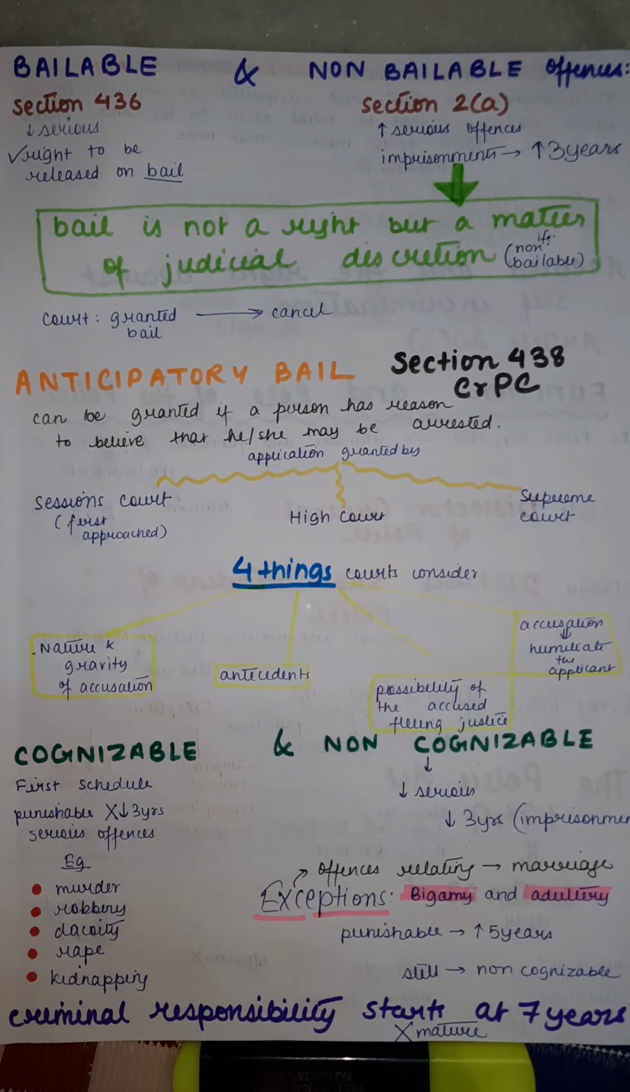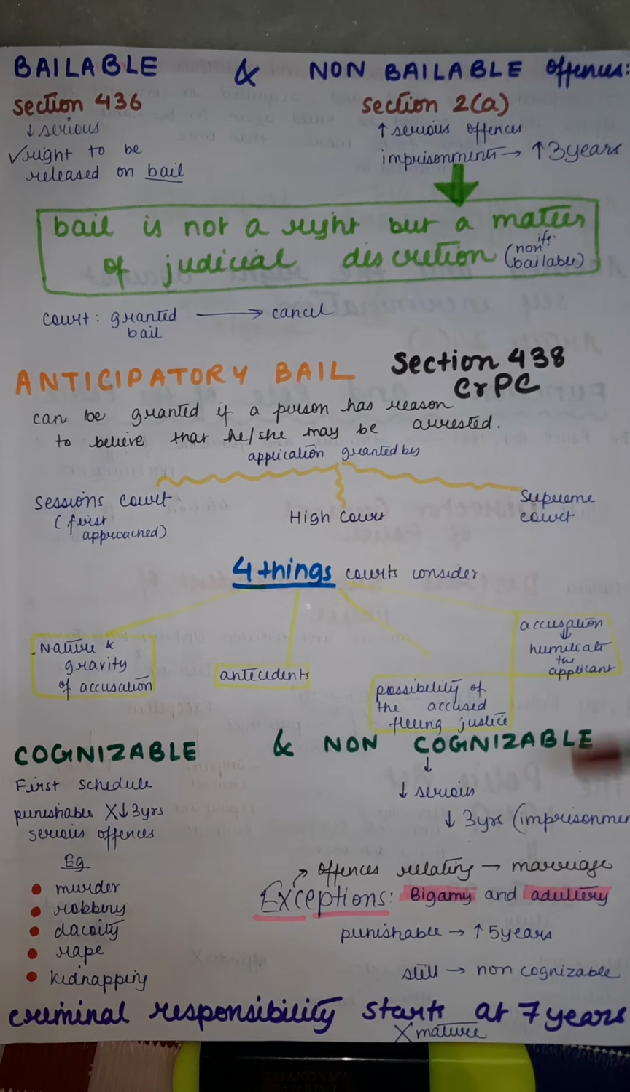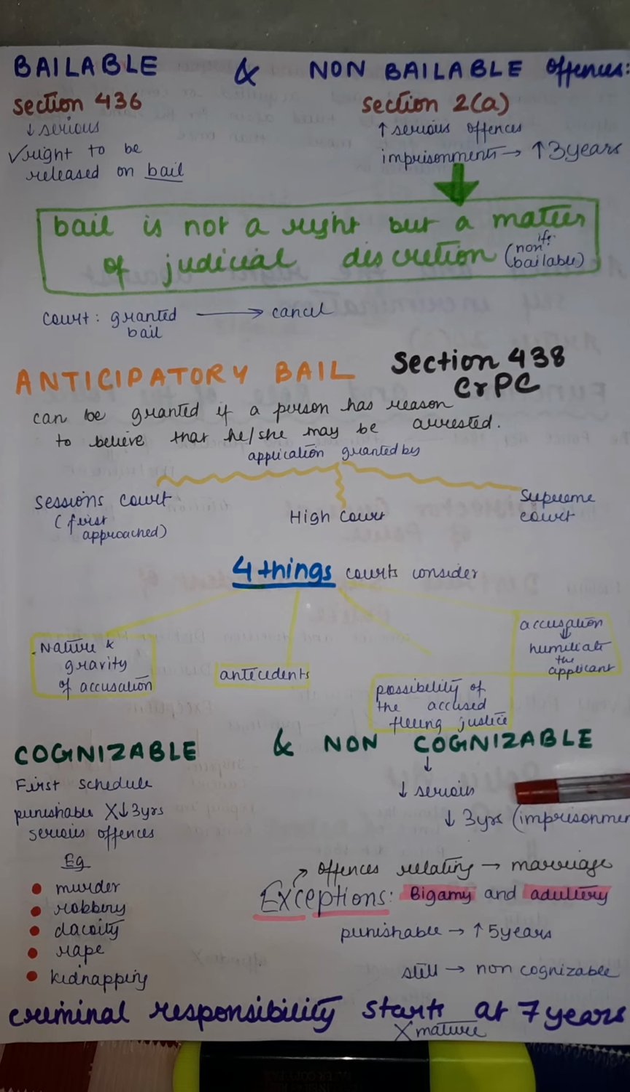Now, again, we have two more concepts of offenses: cognizable offenses and non cognizable offenses. And I purposefully wrote this on the same page so that you don't get confused. People often get confused in bailable and non bailable and cognizable and non cognizable offenses. Now, non cognizable offenses, contrary to the non bailable offenses, they are less serious, and imprisonment for less than 3 years is imposed on such non cognizable offenses.